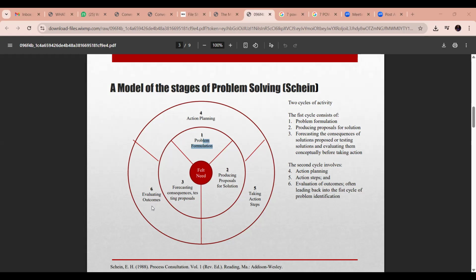So this, for Skyne, are the 6 stages of problem solving, if you like, in consulting.